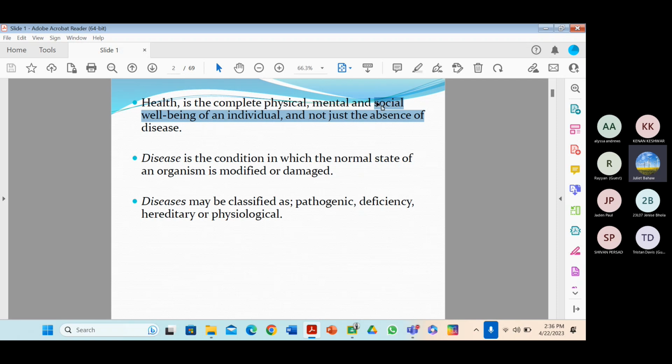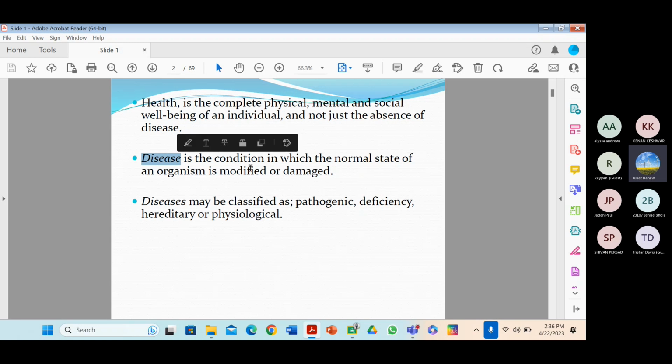Sometimes if you are not social, it could lead to health issues as well, or emotional health disorders and all of these things. So health is basically overall a complete balance of physical, mental, and social well-being.